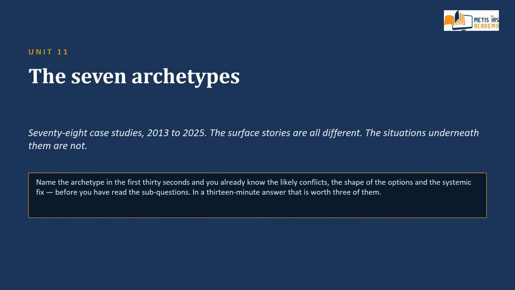Roughly 3 in 10 are blends of two archetypes or belong to smaller families we will name at the end. That is not a problem. The engine from unit 10 runs on all of them. The archetype is a shortcut, not a straitjacket. So what the shortcut buys you is time. Name the archetype in the first 30 seconds and you already know the likely conflicts, the shape of the options, and the systemic fix before you have read the sub questions. In a 30-minute answer, that is worth three of them.